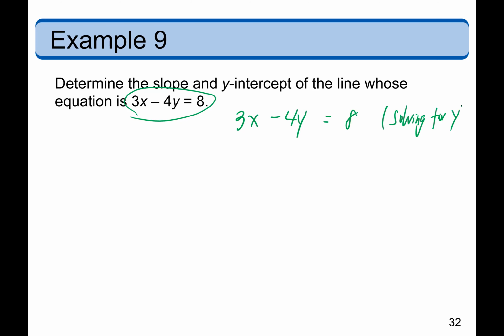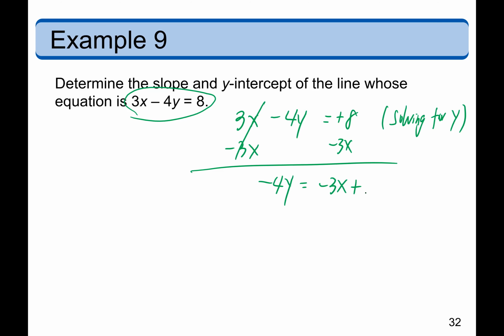Solving for the y value. That means we need to isolate y. So first step, move x to the other side by subtracting 3x from both sides of the equation. Then we end up with -4y equal to negative 3x, this is positive 8, adding 8.